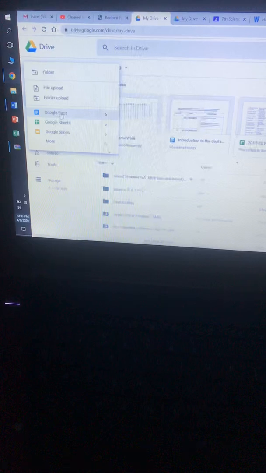There we go. New Google Docs. So then this blank Google Doc is going to come up. And I'm going to title the Google Doc the day of the assignment and the name of the assignment. So up here where it says Untitled Document, if you click up there, you can highlight and rename it.